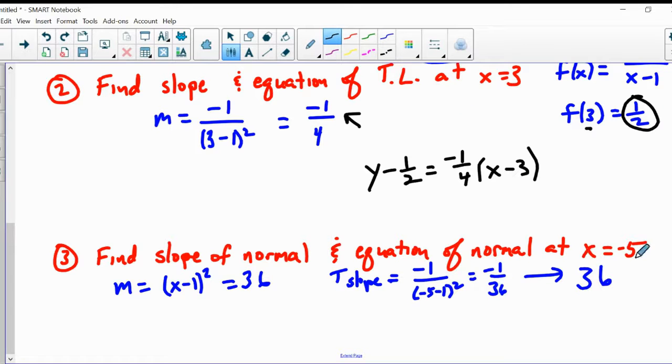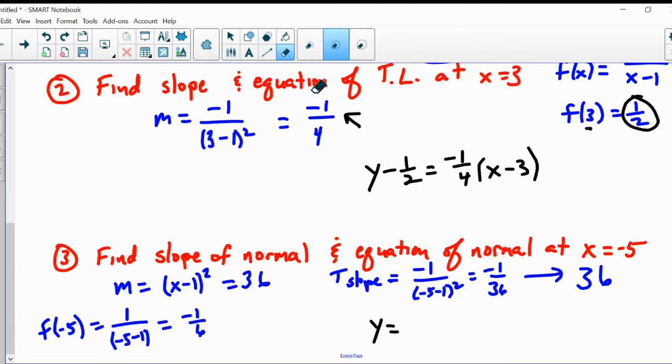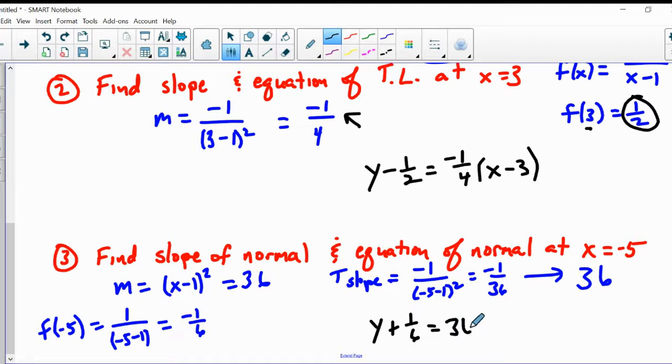Now that I know that, the other thing I have to know is what f of negative 5 is in order to get my point. So f of negative 5 is negative 1/6. So the equation of the normal line, just using point slope form, is y plus 1/6 equals 36 times x plus 5.